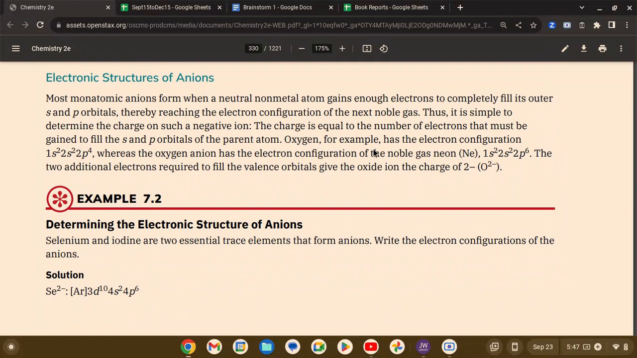The charge is equal to the number of electrons that must be gained to fill the s and p orbitals of the parent atom. Oxygen, for example, has the electron configuration 1s2, 2s2, 2p4, whereas the oxygen anion has the electron configuration of the noble gas neon, 1s2, 2s2, 2p6. The two additional electrons required to fill the valence orbitals give the oxide ion the charge of 2-.